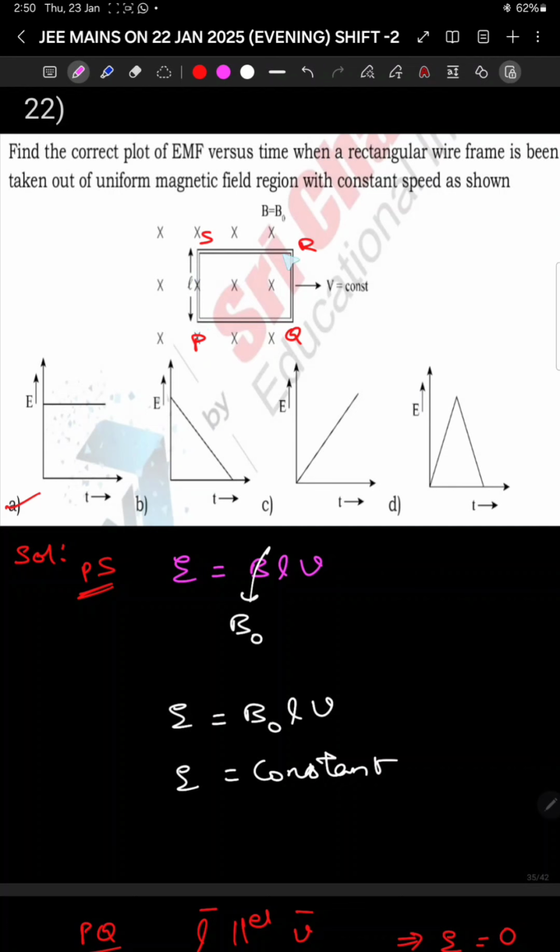For SR, length and velocity are parallel, so EMF is 0. For PQ, length and velocity are parallel, so EMF is 0. For QR, it is outside the magnetic field, so no EMF will be there. Only due to PS can you have EMF, but B, L, V are all constants. You can get the EMF constant. Option A.